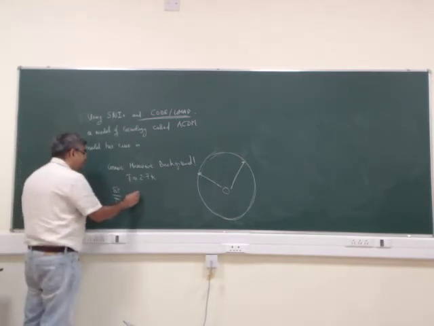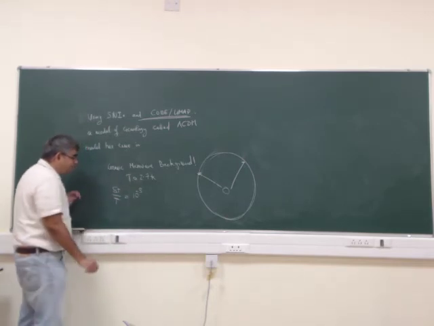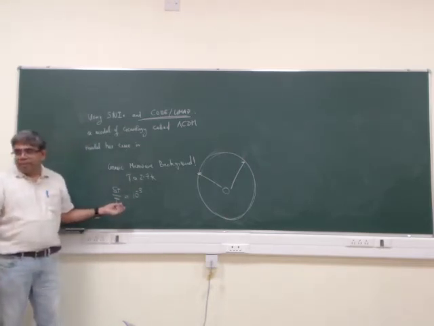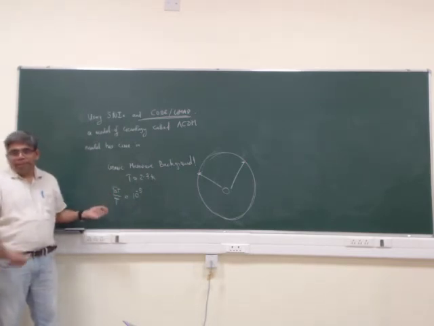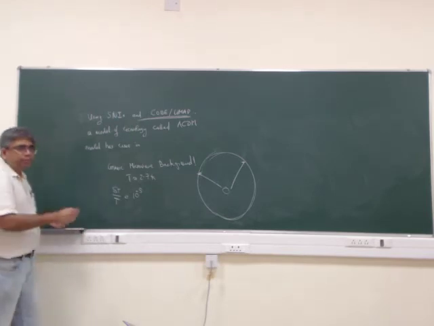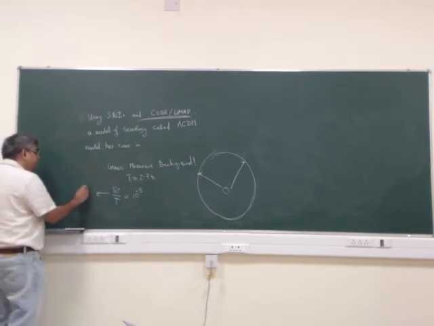We started seeing variations of the temperatures. Why? These temperature variations can be mapped into density variations. They can be mapped into density variations.